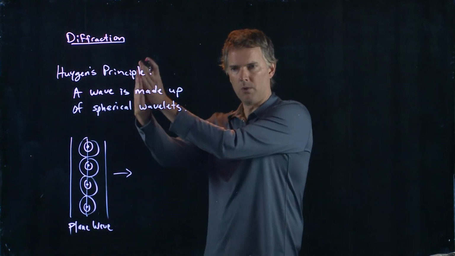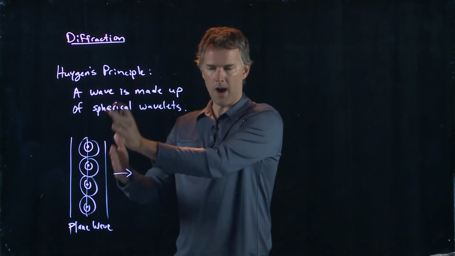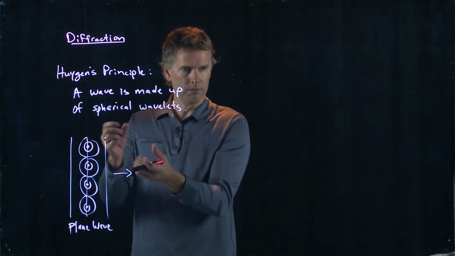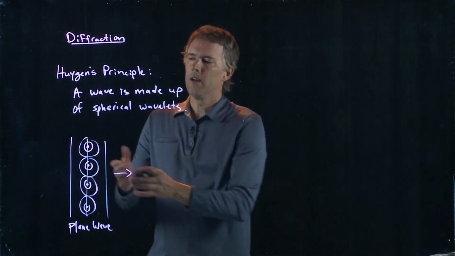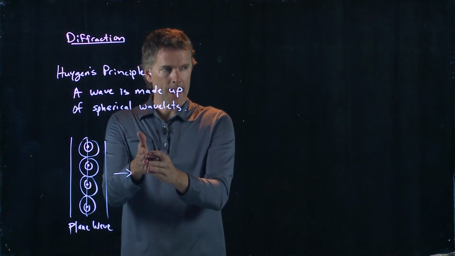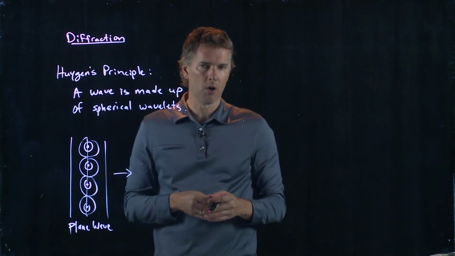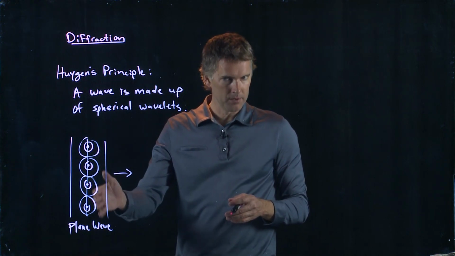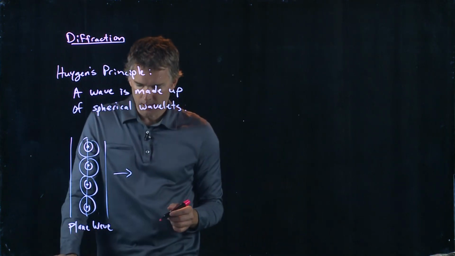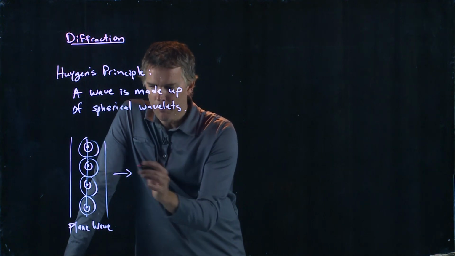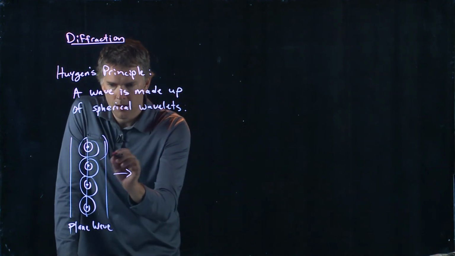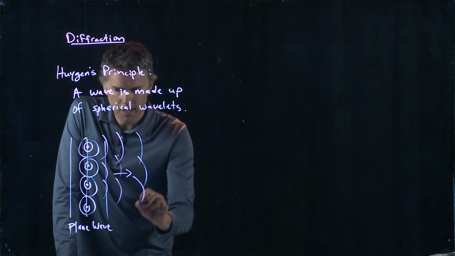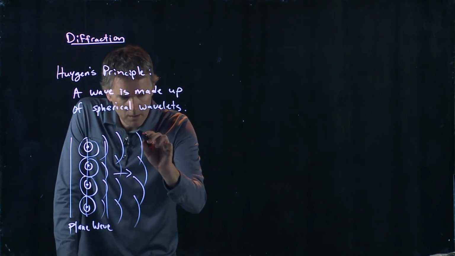It's like you took a whole row of pebbles and dropped it in the pond at the same time. Each one emits a spherical wavelet, and the way the wave adds up depends on all those spherical wavelets. You have to add up the fields from all of them to get the resultant wave. Okay? So if you go far enough away here, those waves spread out and you recover your plane wave.